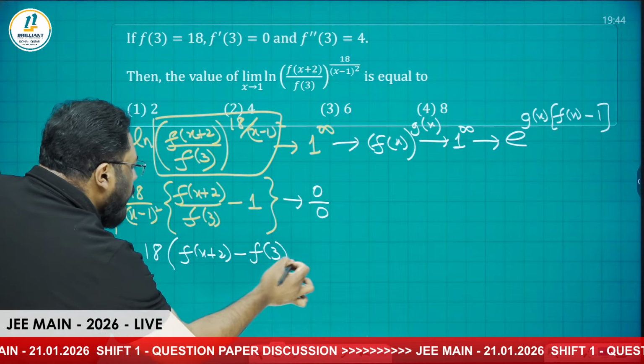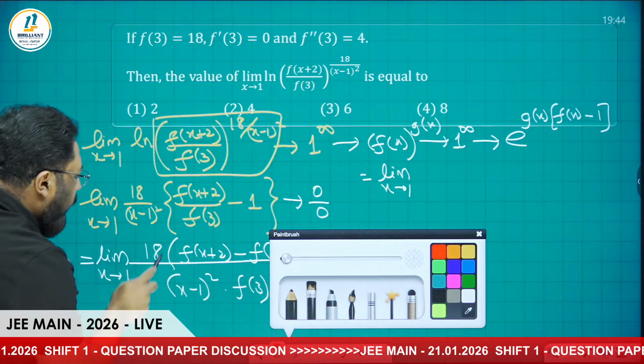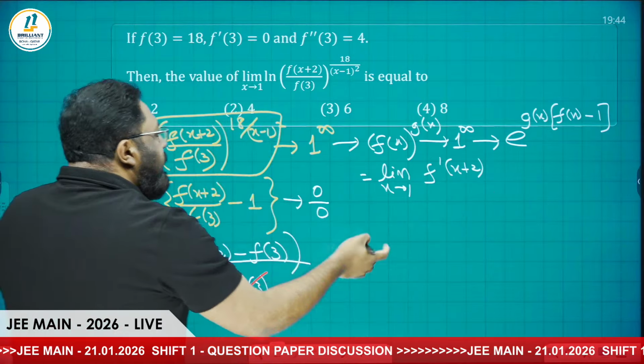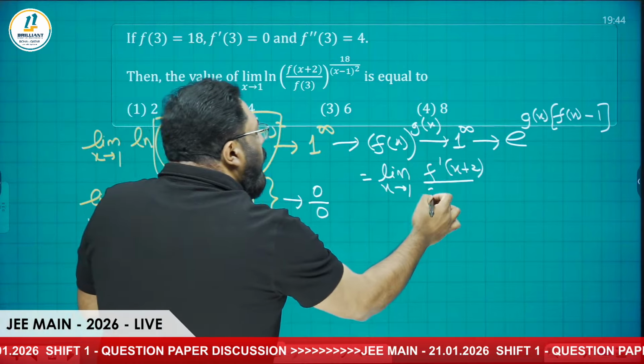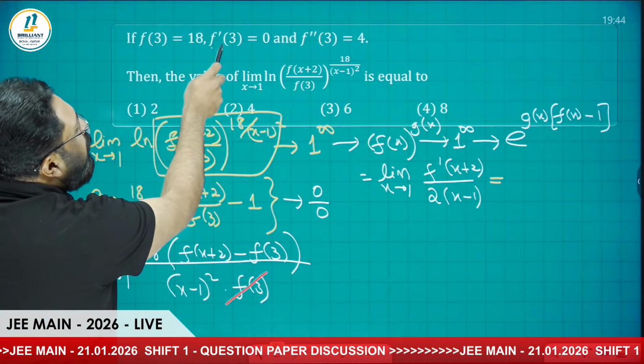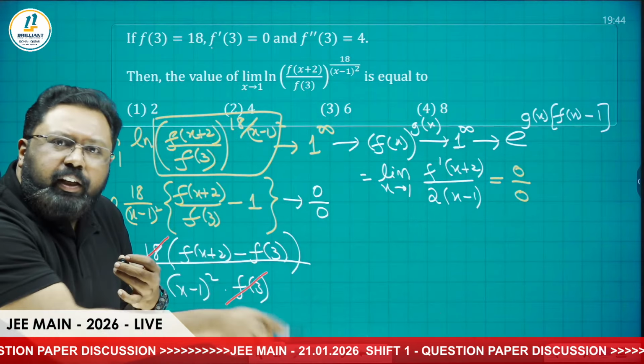Now if you take the derivative, it is going to be limit of x tends to 1. F of 3 and 18 get cancelled, because it's given to us here that f of 3 is 18. Now we can take the derivative, my dears: f dash of x plus 2 minus 0, by 2 into (x minus 1). Again, look at this: f dash of x plus 2, f dash of 3, which is 0 by 0. Again we are getting a 0 by 0 form.